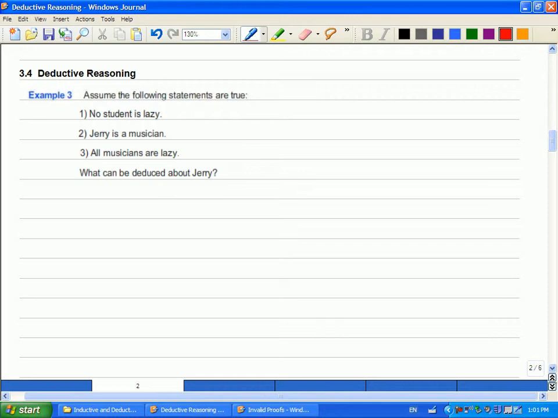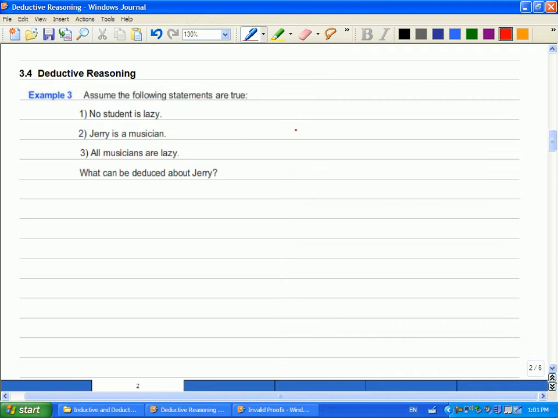I'm not sure that all musicians are lazy. I think you'll find actually that if you're a famous musician, there's no way you could be lazy because it's a lot of work to get famous. But maybe if you just play in a rock band in your garage, or one of those tribute bands that work at bars.